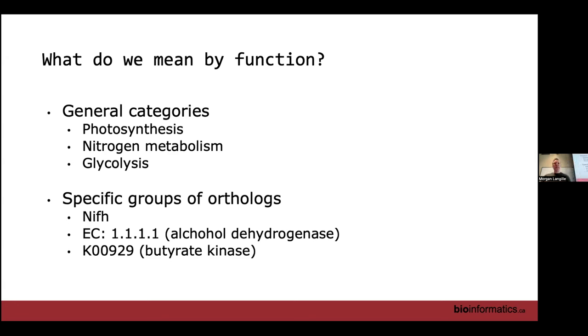So EC 1.1.1.1 is from the Enzyme Classification system, and it stands for alcohol dehydrogenase. And then the last example there is a KEGG ortholog, which we'll talk about in detail a little bit as well. Not this specific KEGG ortholog, just the system. Standing for butyrate kinase, right? But we can think about clusters of genes essentially, and then categorizing differences across those. We can then collapse those genes into modules and pathways, all the way up to really general function.